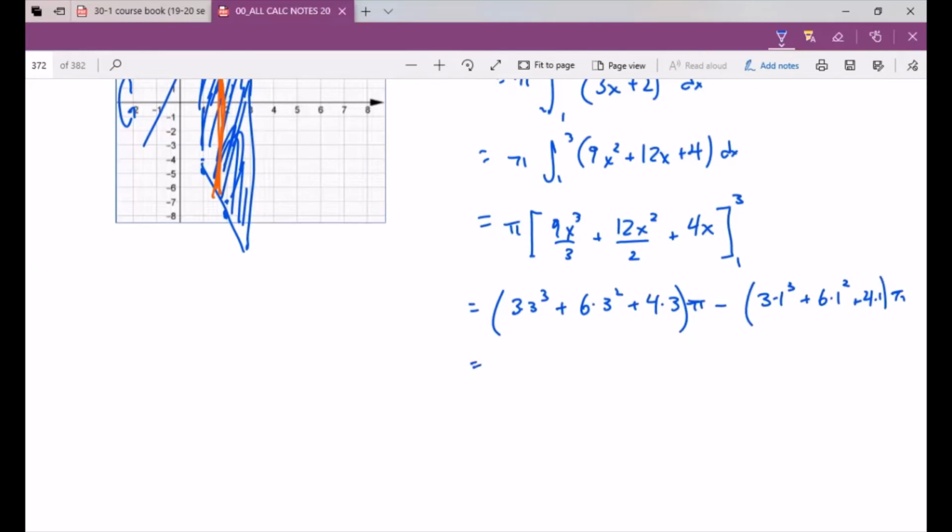We push this through and we get 81 plus 54 plus 12, times pi, minus 3 plus 6 plus 4, which ends up being 13 pi. And we end up with 147 pi, since 81 plus 54 plus 12 is 147. 147 pi minus 13 pi is 134 pi cubic units, because this is volume.